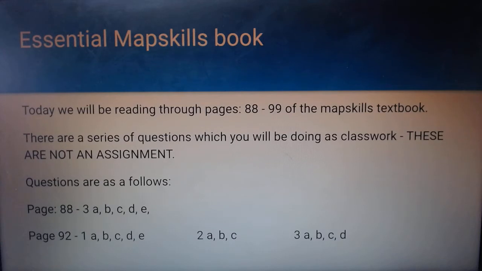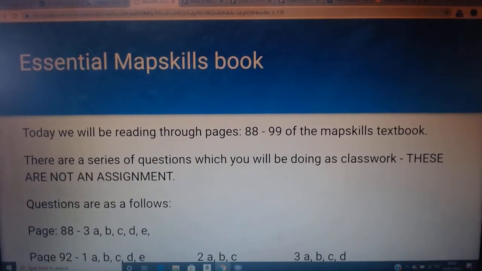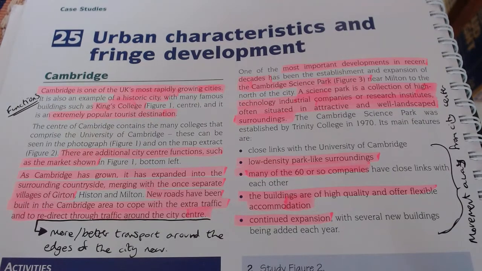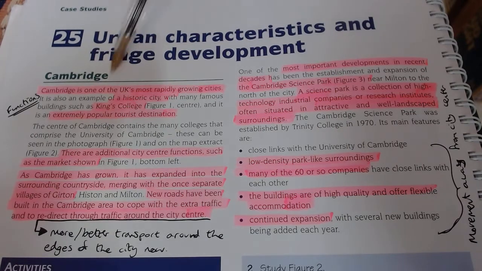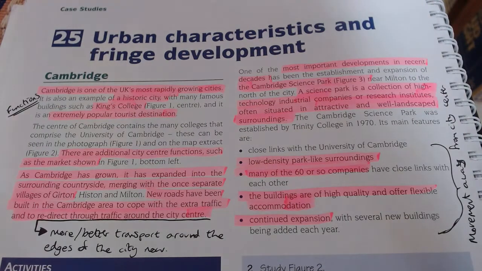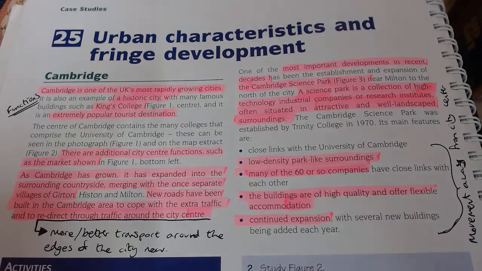What we're going to do is jump into page 88, and this shouldn't take too long. The questions, again, I'll try and explain them as best I can to make your work very easy. So on page 88, urban characteristics and fringe development. What we're looking at is features of urban areas and fringe development, stuff that happens around the outside of these urban areas. We're looking at a place called Cambridge, a very famous old historic city or town in England, famous for its universities and its colleges, so a lot of academics and so on.